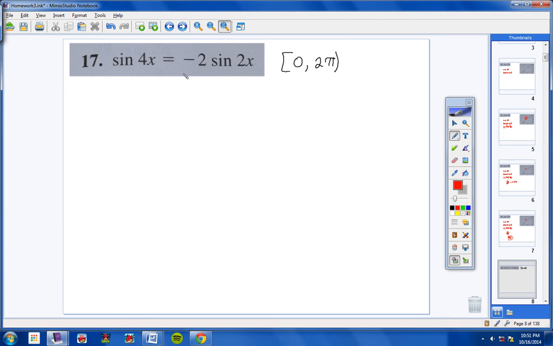All right, moving on to number 17. We're going to solve this equation, and we do have a domain. Okay? So keep that in mind at the end of the problem when we're writing our final answers.